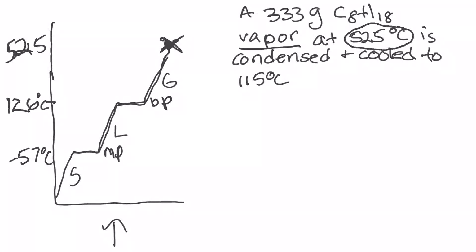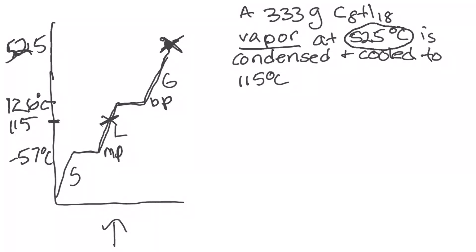And let's draw that up. And let's see where we go down to. We condense it and we cool it, so I know it's changed into a liquid. And I'm at 115, and 115 is somewhere between the melting point and the boiling point, so I label it also. And here is where I end.